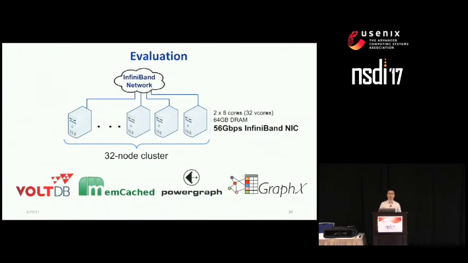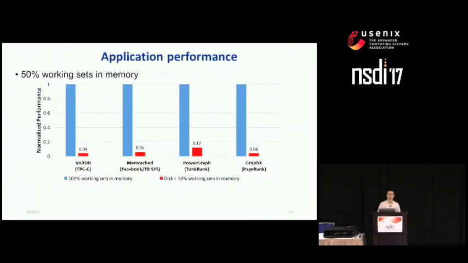We evaluated Infiniswap on a 32-node InfiniBand cluster, and each node in this cluster has a 56 gigabits per second InfiniBand NIC. We ran four applications in this evaluation. Firstly, we compare the applications' remaining performance when half of their working sets are in different places: the traditional swap space, which is the local disk, or the remote memory provided by Infiniswap.